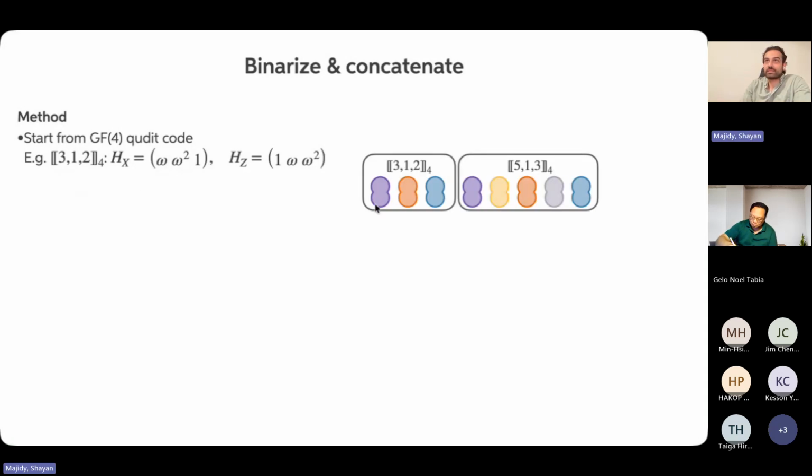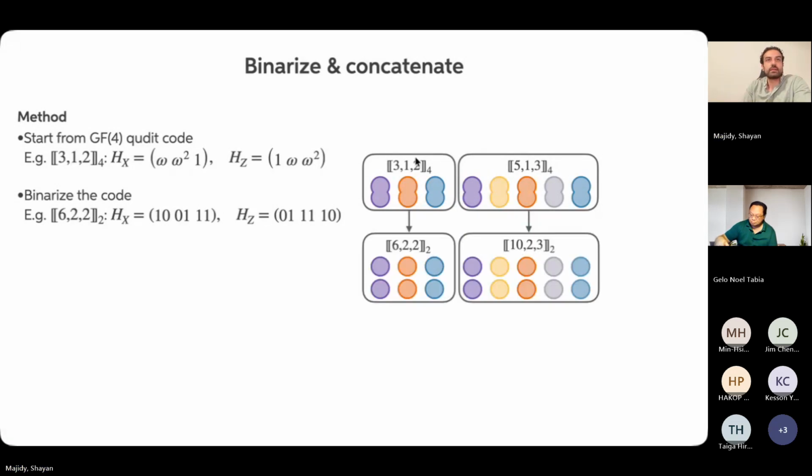I'm going to just draw each of these qudits as a little peanut. You then binarize the code, which effectively means you break the peanut in half. And you can map omega, omega squared, 1, and 0 to some binary elements. So omega becomes 1, 0; omega squared becomes 0, 1; 1 becomes 1, 1; and 0 becomes 0, 0. And so this 312 code, for example, becomes a 622 code.